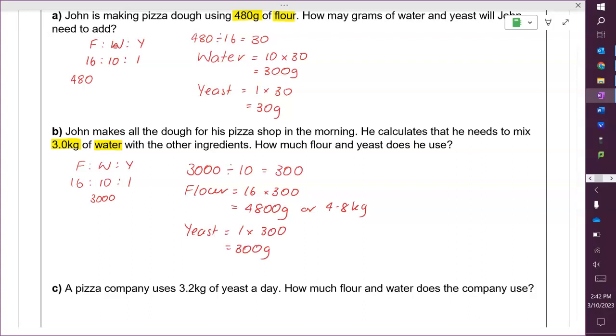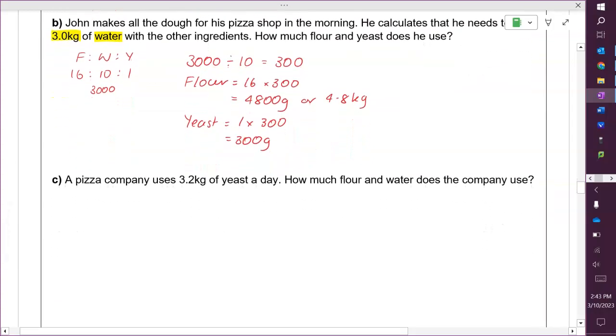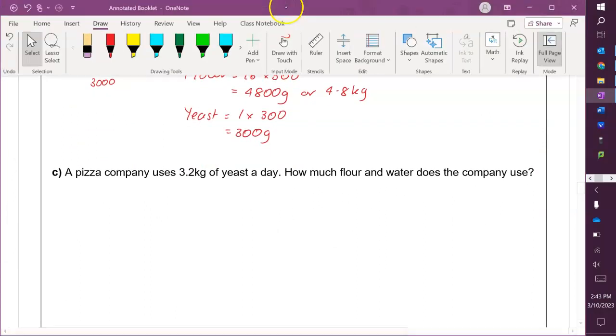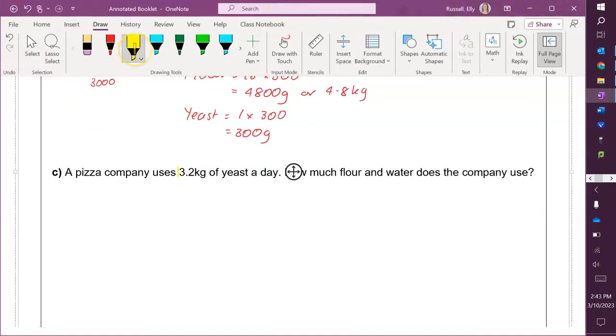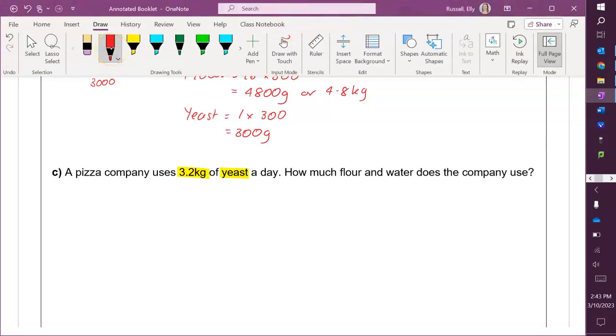So that's why it can be really handy to put it into grams, especially if you've got one of your parts to your ratio being quite small, so that you don't have to then worry too much about your decimals. You can do it with decimals, just to save that a little bit. And the last one here says, a pizza company uses 3.2 kilograms of yeast in a day. How much flour and water does the company use?